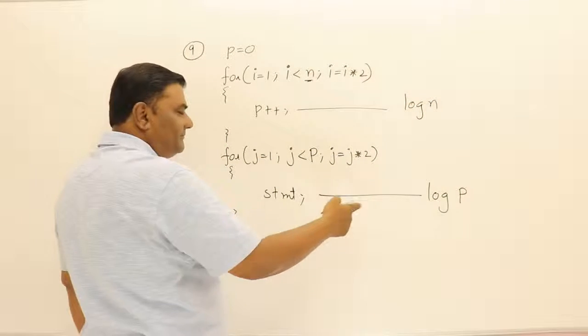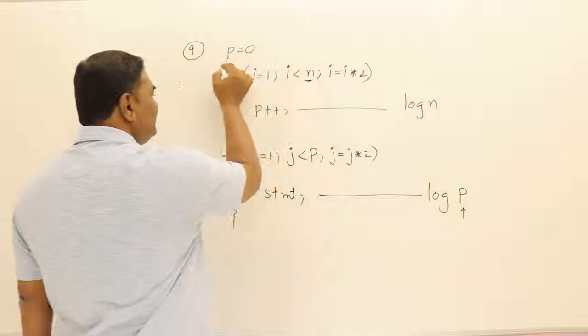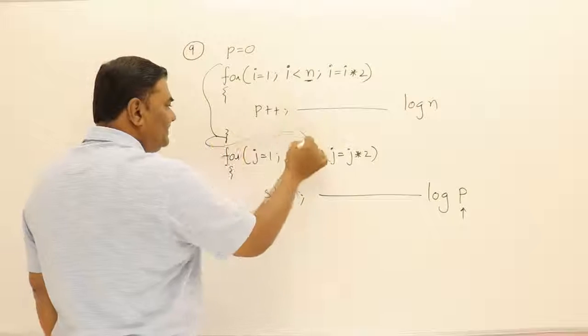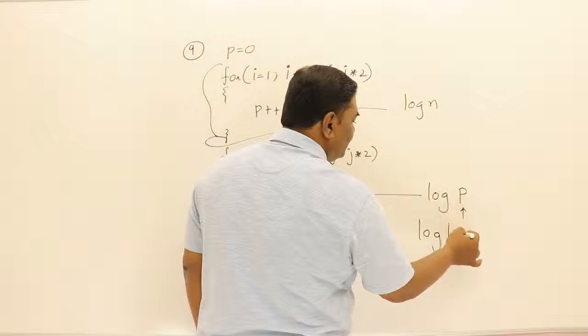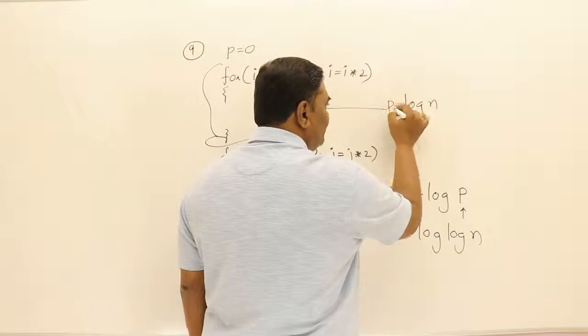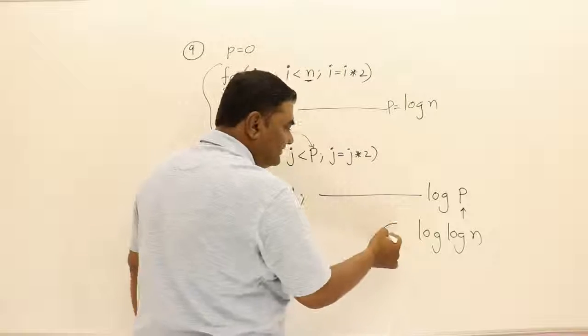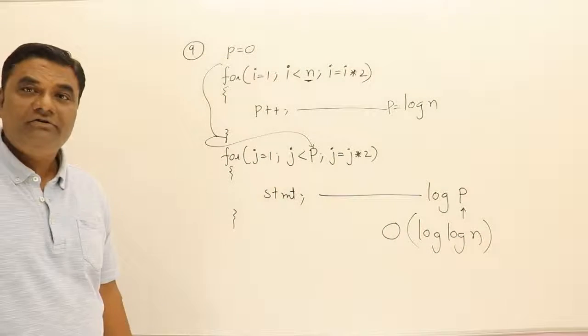And this statement will repeat for log p times. So what is p? P is evaluated here and it is used here. Right? So this is log of log n. As p is equal to log n, so it is log of log n. So the time complexity is order of log n.